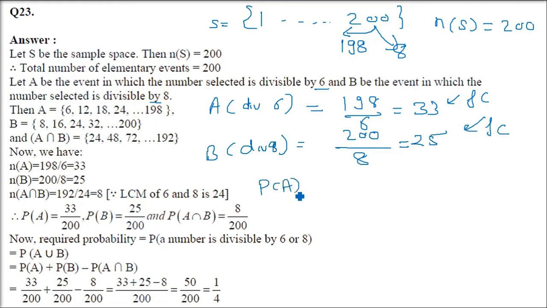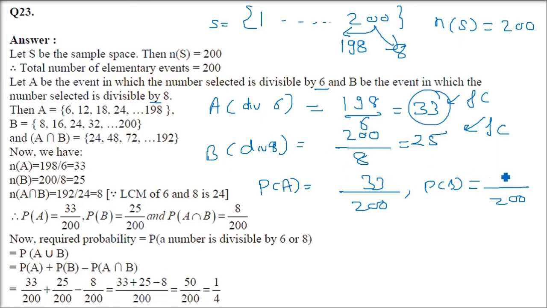Now we have to find out the probability. P(A) is the number of favorable cases divided by the total number of cases. P(B) also is the number of favorable cases divided by the total number of cases. So just put 200 in the denominator. How many favorable cases are here? 33. How many favorable cases here? 25. Now the main thing is A intersection B. What is the probability of A intersection B?